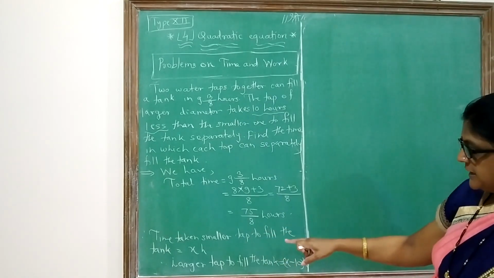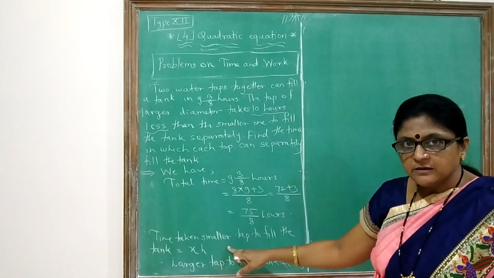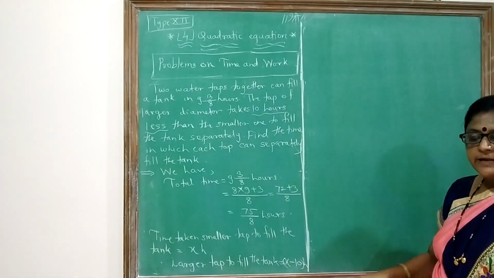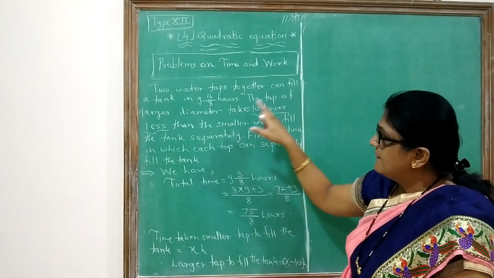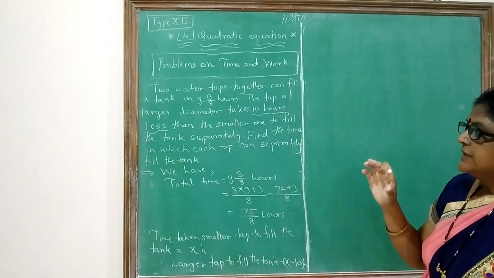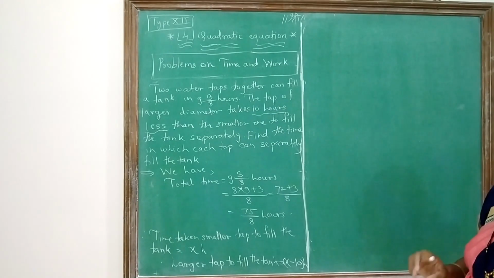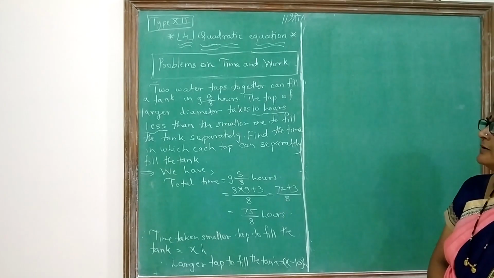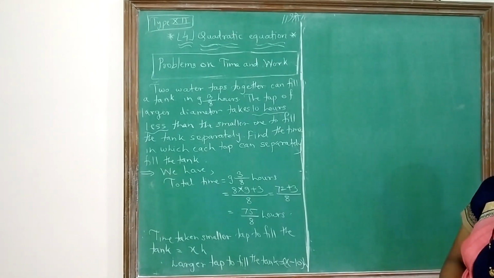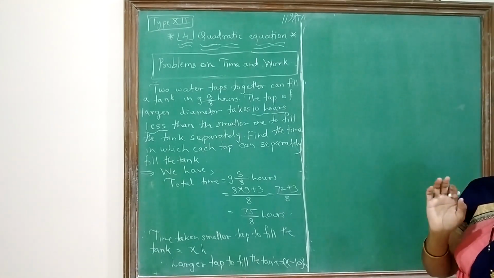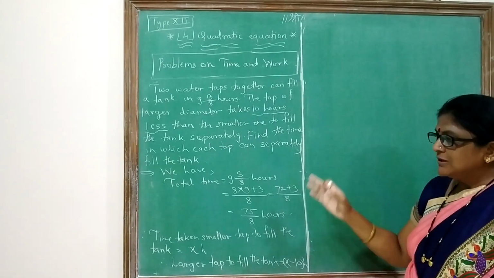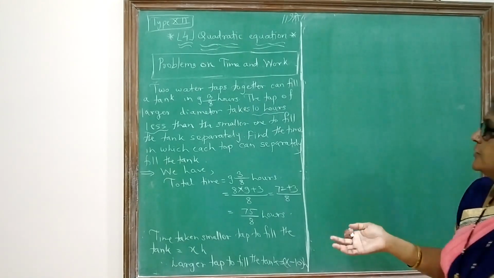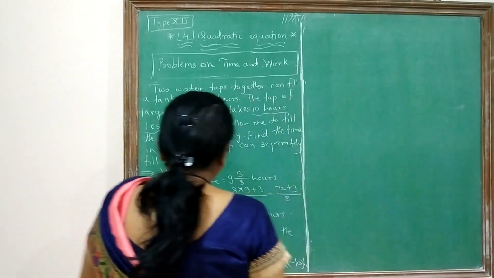One is the smaller and the second is the larger. Suppose the smaller tap takes x hours to fill the tank, and for the larger tap you will take x minus 10, because the condition is that the tap of larger diameter takes 10 hours less. We know the formula for time and work is work upon time. Work means only one work is present here, to fill the tank.